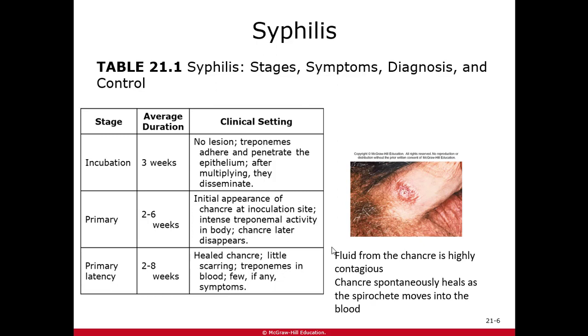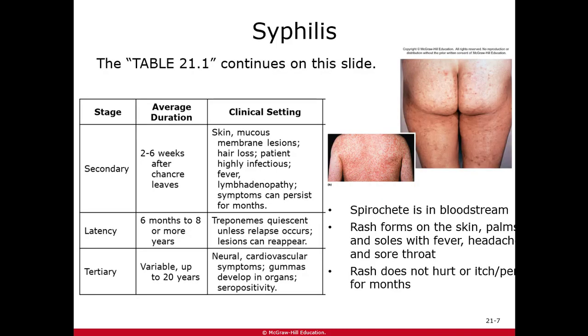Then it can go into, for several weeks, kind of a latency period. The canker sore has gone away. We're not seeing any other symptoms. However, the bacteria still is in the bloodstream. Then we can develop what's known as the secondary syphilis stage, which can last several weeks, if not longer than a month. And this bacteria has gotten into the bloodstream and it's starting to cause damage in the bloodstream. And generally the main symptom is you're going to have a rash all over the body. And so it can form anywhere on the skin, the palms of the hands, soles of the feet. It can be accompanied by fever, headache, sore throat.